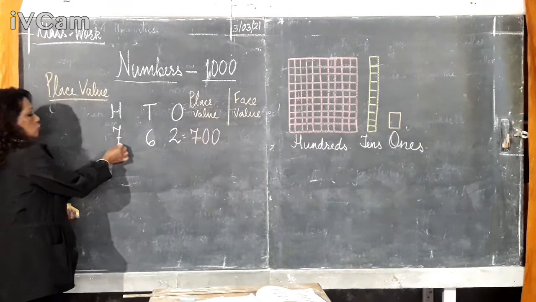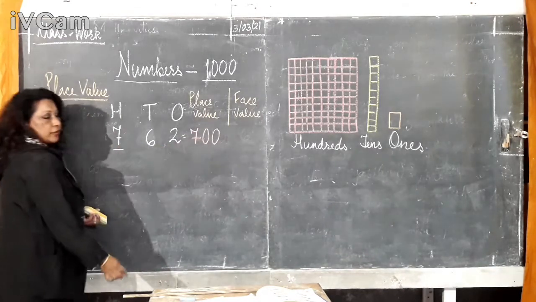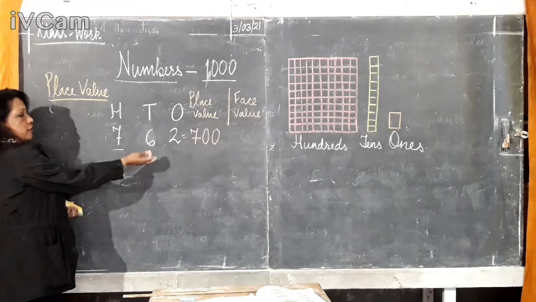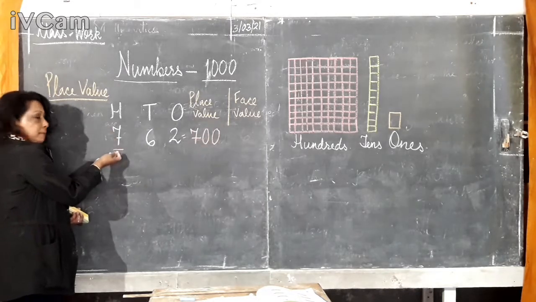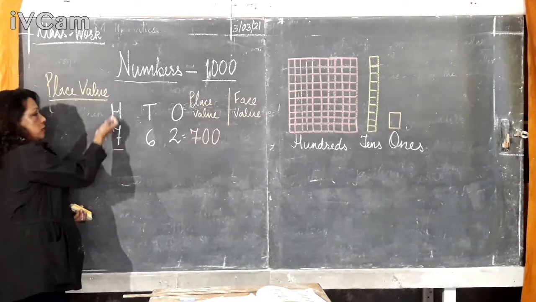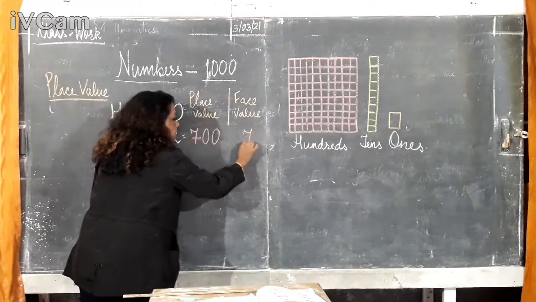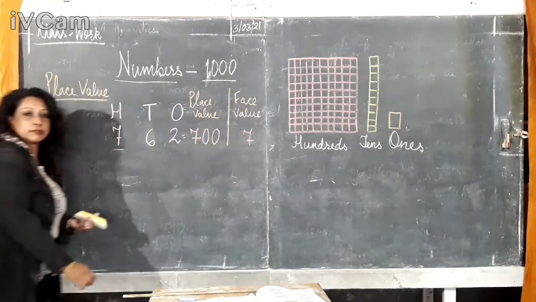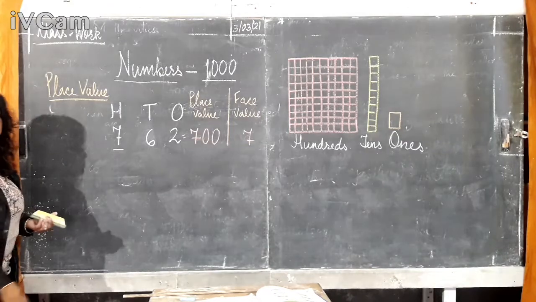Alright? So 700. And what will be the face value? Face value will be the number itself, the number which is under 100. So you just write 7 here. So this is how you write the place value.